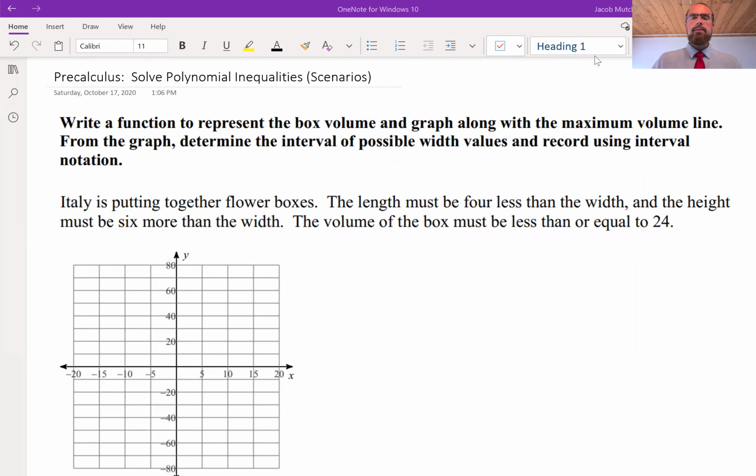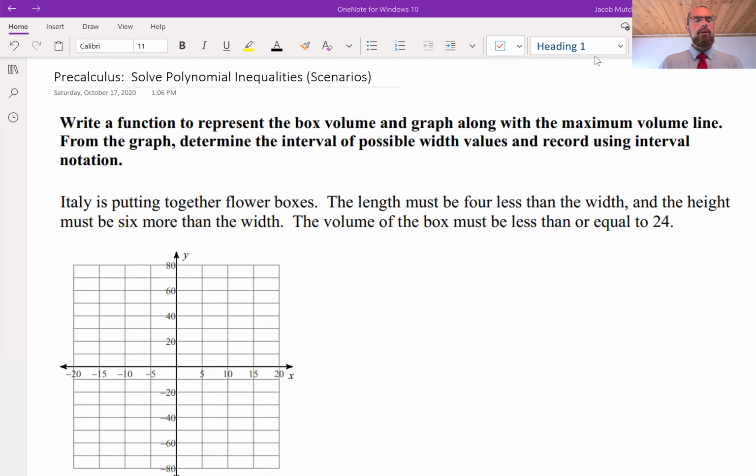Welcome to Pre-Calculus. Today we will investigate solving polynomial inequalities about box volume, focusing on efficient strategies for solving for reasonable widths, lengths, and heights. Let's take a look at one example.